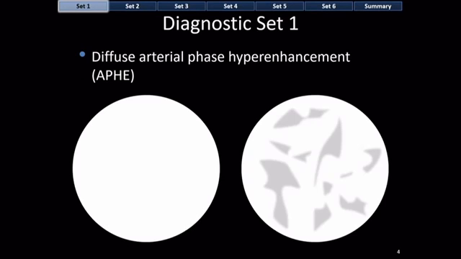Okay. So what do I mean by diffuse arterial phase hyperenhancement? I mean that the nodule enhances throughout. The outer third enhances, the middle third enhances, the in-between part enhances. The enhancement might be homogeneous, as shown on the schematic on your left, or it might be heterogeneous on the schematic on your right, but the key thing is that the whole thing is enhancing.